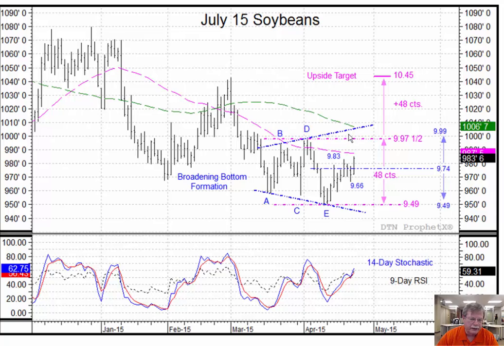and then that would open up the gates for a doubling of the width of the widest part, which is 48 cents. You'd add 48 cents onto 997, and that is where you get the upside target of about 1045. A couple things though I think we need to do.